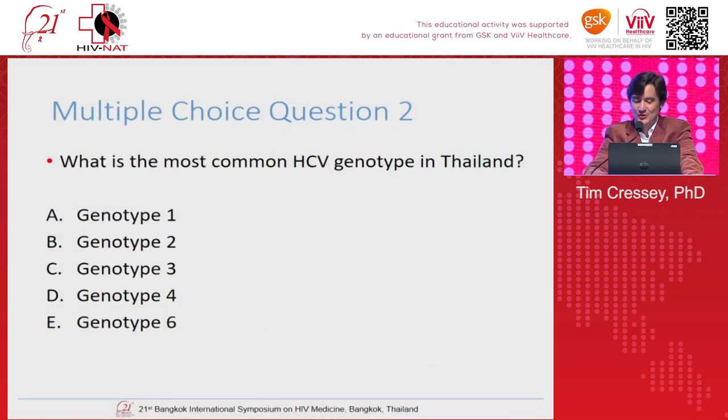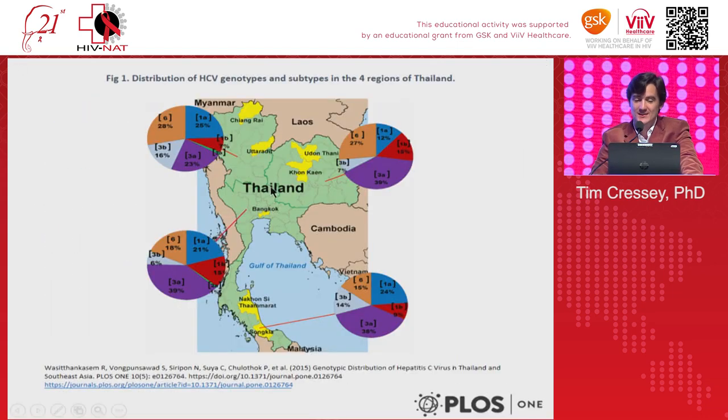When we look at the distribution of hepatitis C genotypes within Thailand in the different regions, it is quite similar across regions. The purple and the blue here are genotype 3 and genotype 1, and a bit of genotype 6. So genotype 3 and genotype 1 are quite similar, but probably more genotype 3, and then genotype 6. Even between the south and the north of Thailand, the distribution is quite similar.